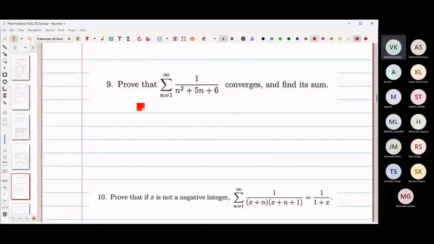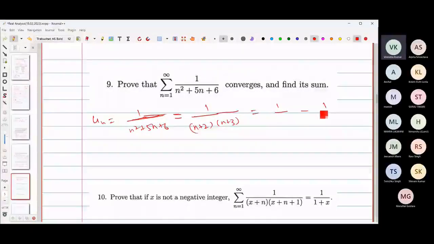Here is another question we have. Here also un equals 1 upon n square plus 5n plus 6. Let me know what the factorization of this would be. We can write n plus 2 and n plus 3, and then you make the partial fractions. What should we write here, n plus 3 or n plus 2? Let us write n plus 2 here and n plus 3 there, and I think it is okay.